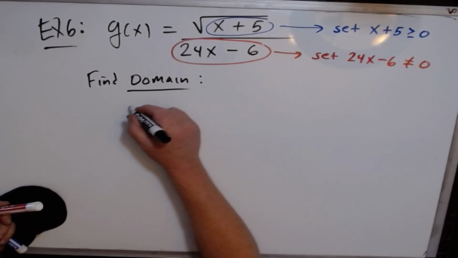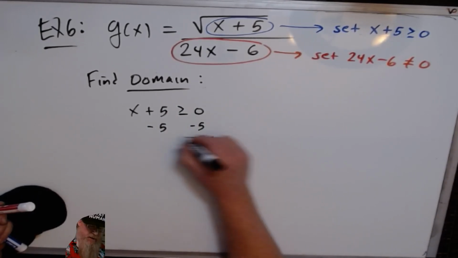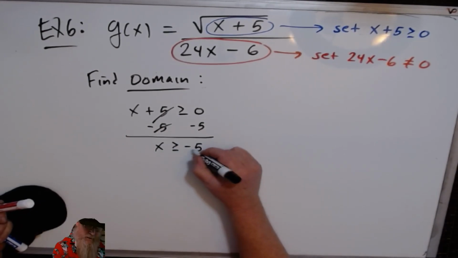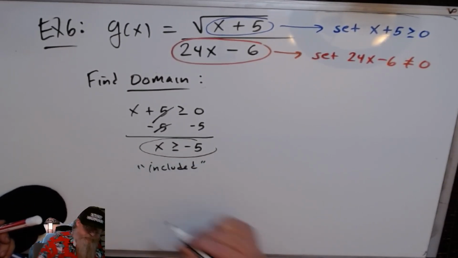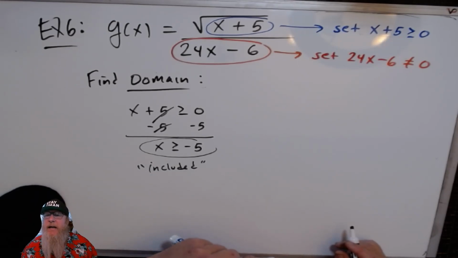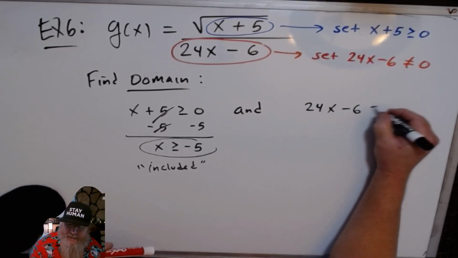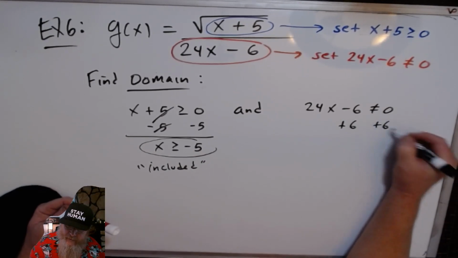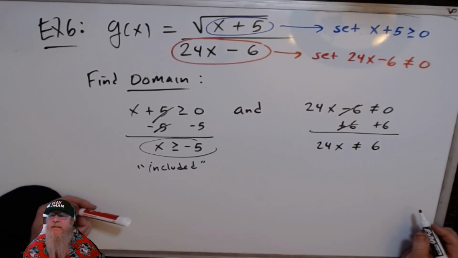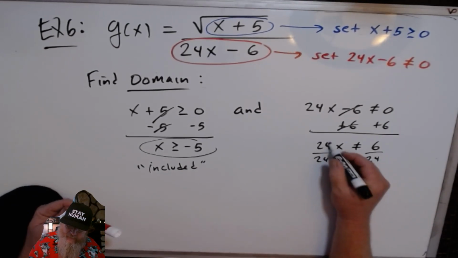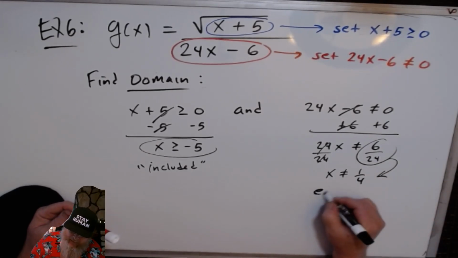All right. So let's go ahead. x plus 5 greater than or equal to 0. That's a one-step process. x is greater than or equal to -5. So that's included. All right, that's where it's continuous. And 24x minus 6 is not 0. So 24x is not equal to 6. So x is not 1/4. That's excluded.